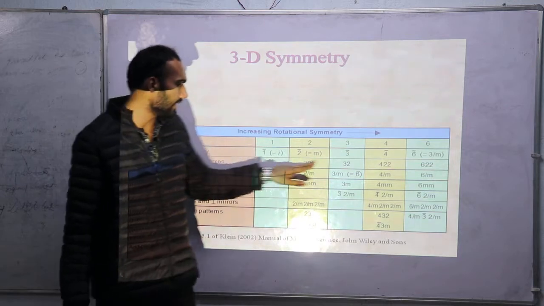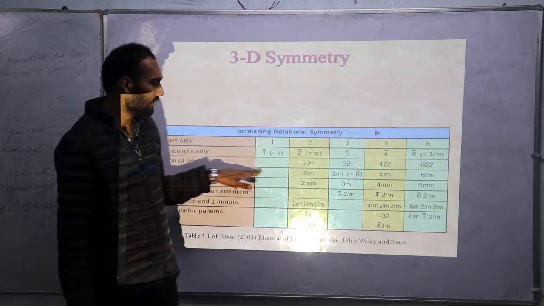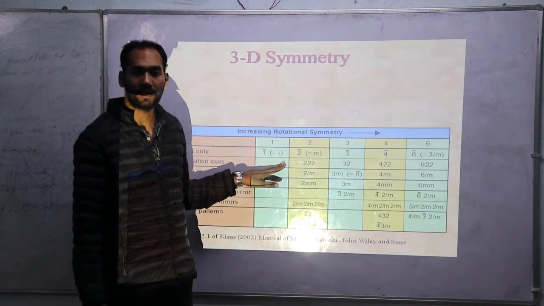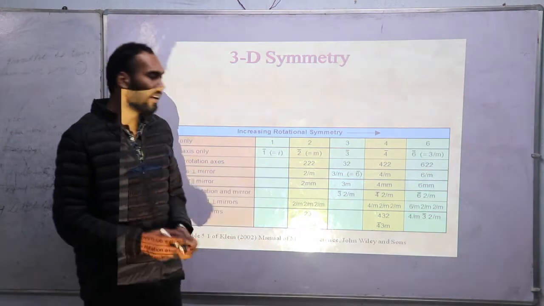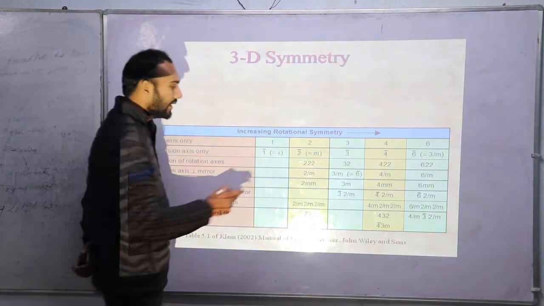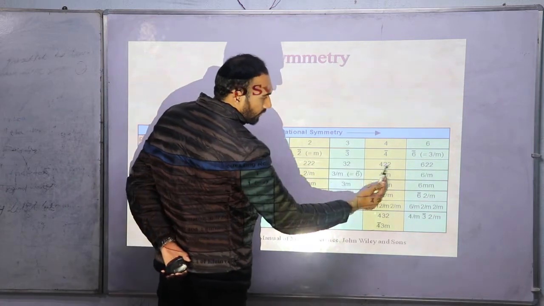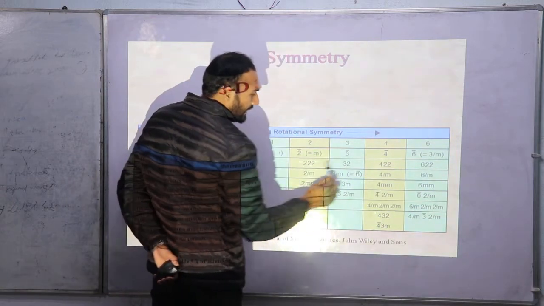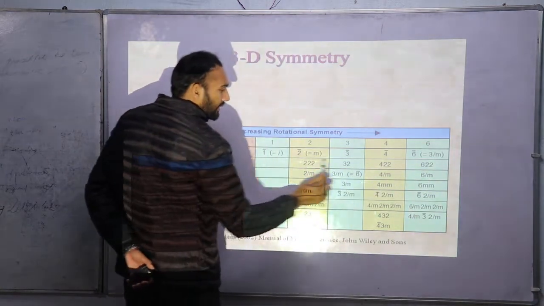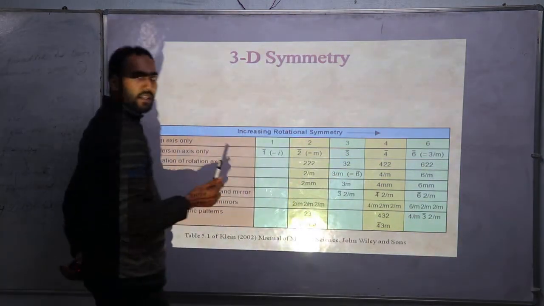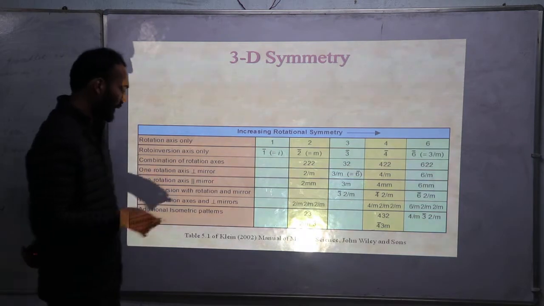This row, what is it representing? This row is representing only rotation axis, only a combination of rotation axes. You are not finding any mirror plane in this row, right? 2, 2 2, 3, 4, 2 2, 6 2. So these are combinations of what? Only rotation axis. I have not added any mirror plane.